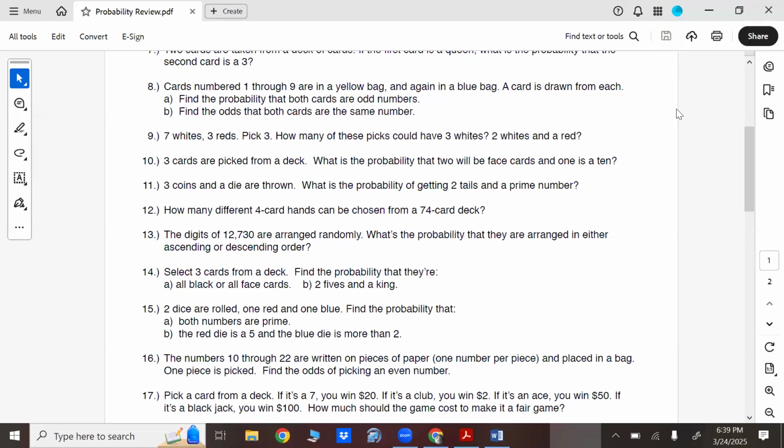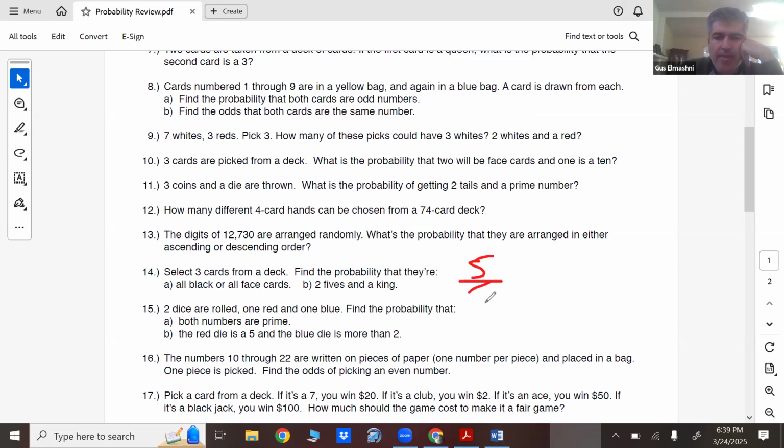Cards numbered 1 through 9 are in a yellow bag, and again in a blue bag. Cards are drawn from each. What's the probability that both cards are odd numbers? We'll find the odds. Okay, so you have five odd numbers in each. So it's 5 ninths times 5 ninths, which is 25 out of 81.